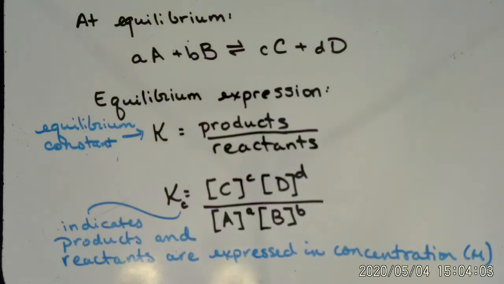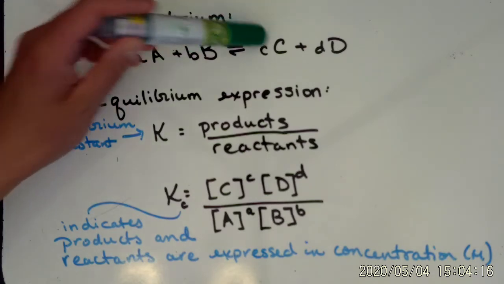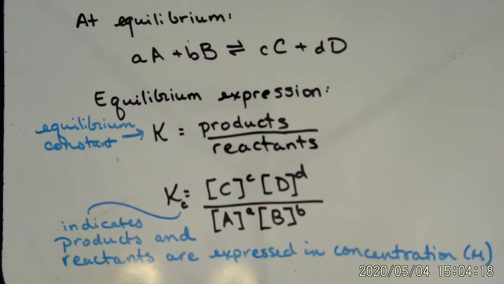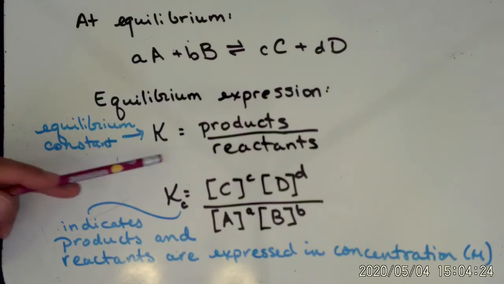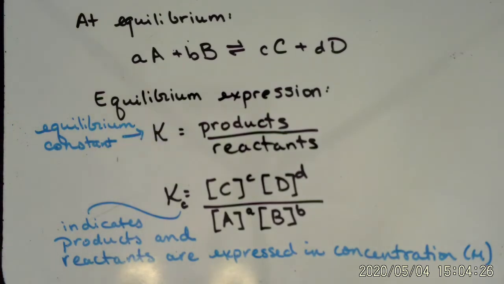Okay, so let's just go through equilibrium once more. At equilibrium, suppose we have this general equation: aA plus bB goes to cC plus dD. So reactants and products. My equilibrium expression, and you'll hear us say, what's the equilibrium expression? You just write that K is equal to products over reactants.